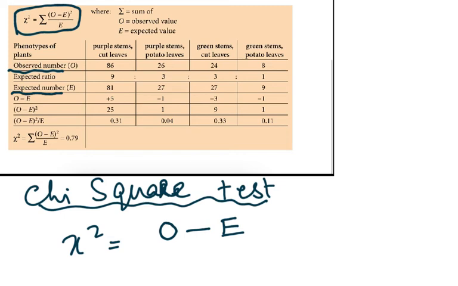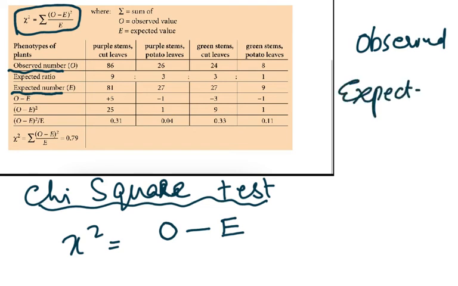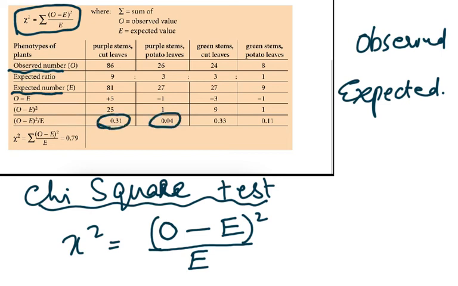So O is the observed and E is the expected number. These are the 2 words that you have to understand. Now it's O minus E whole square, and you divide that by E. For each one you do that, and you get these values. I'm going to explain how you get these values. And then you add all of them. There is this sign of summation, which means you have to add all of these, and this is the sign that you can see here.